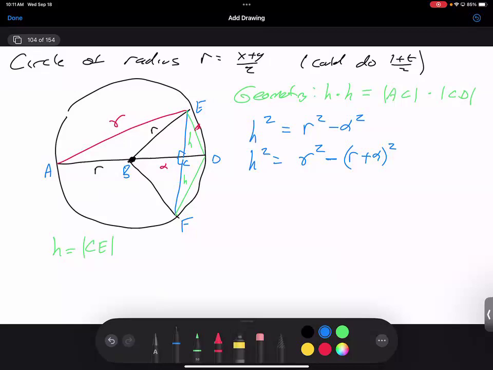I wrote beta there. So like H squared. So what would C D be? So H would be, say that again? 2r minus alpha. So CD would be 2r minus alpha. And so that means h squared would be beta squared minus 2r minus alpha squared.